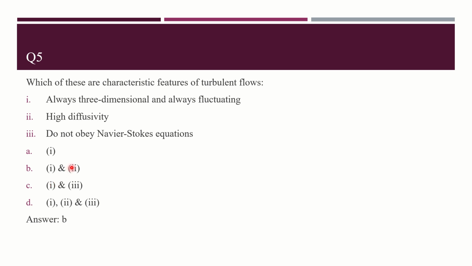So the correct answer for this particular problem is option B, 1 and 2. The characteristic features of turbulent flows are that it always has fluctuations and high diffusivity would be observed. So we are going with 1 and 2 in option B. These are the 5 problems for week 12.